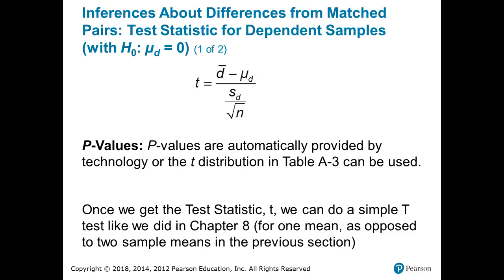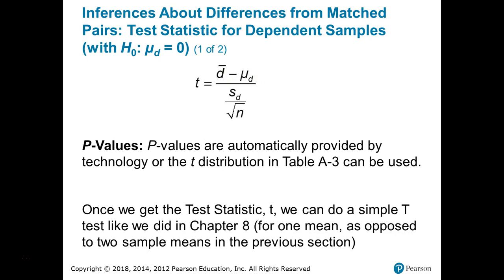So we are going to be making inferences about the differences between each matched pair. Our equation for the test statistic for dependent samples is going to be this equation right here, with our null hypothesis being mu d equal to 0. This is your important equation right here. Notice how it differs from the two-sample test we did in the previous section. It's a different t value, a different test statistic equation.